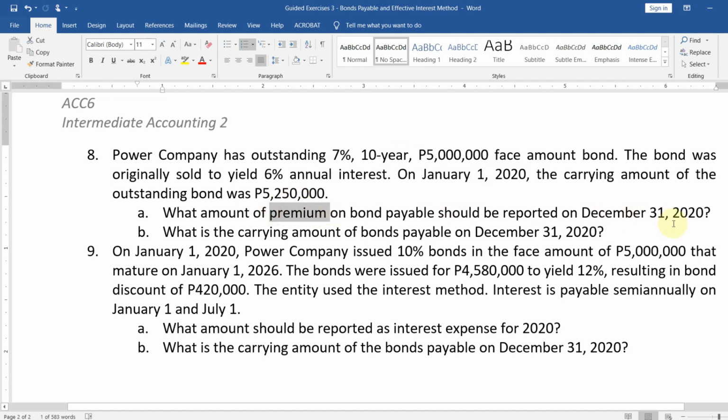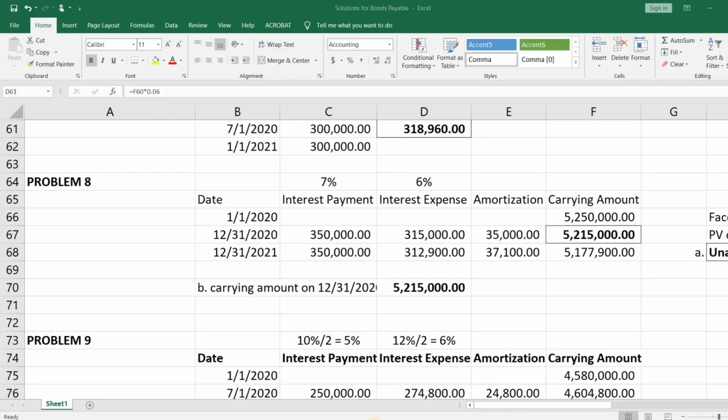Mag-a-amortize ka na dito by December 31. Okay, so ibig sabihin ang hinahanap natin dito is unamortized premium. Okay, magkano na lang yung balance ng premium account. Okay, so, let's compute.